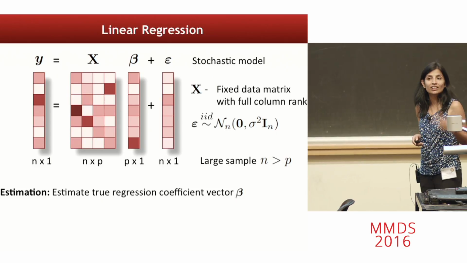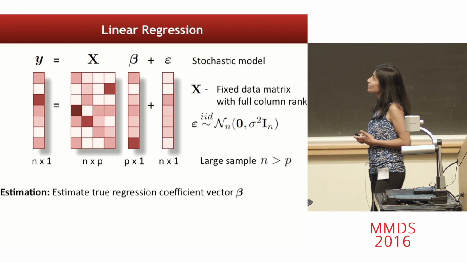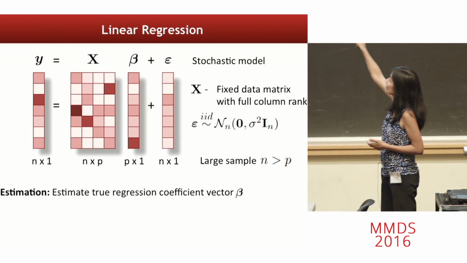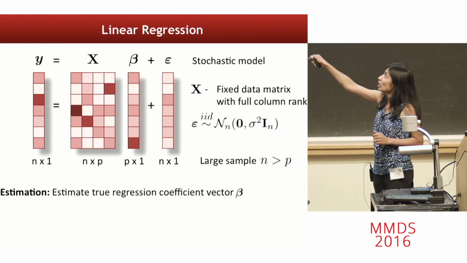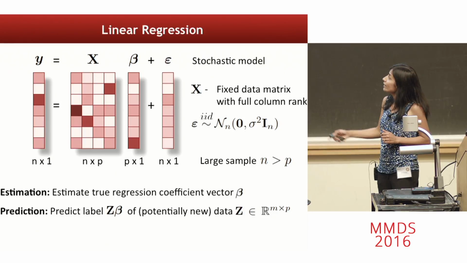And we'll address two questions. One is estimation, which is how do we estimate this true regression coefficient vector beta, given a label budget on how many of these y's I can collect. And the second is prediction.